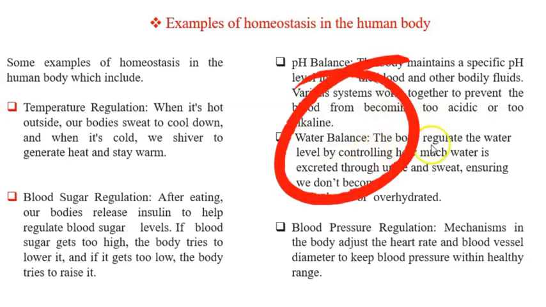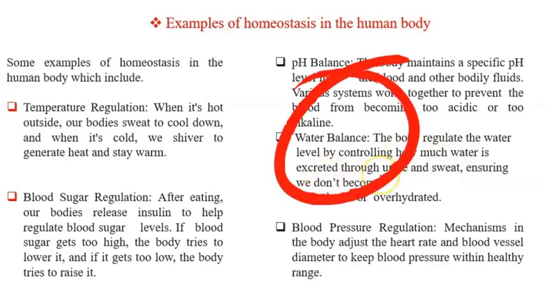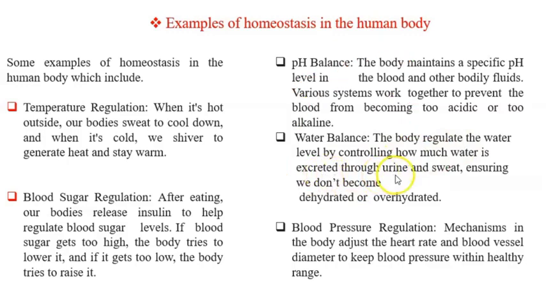Water balance. The body tries to regulate the water balance by controlling how much water is excreted through the urine and sweat, to make sure that we don't get dehydrated or overhydrated. That is when two factors affecting it, osmotic pressure and antidiuretic hormone, come into play. As we continue in this class, you will understand how osmotic pressure and antidiuretic hormone help in regulating water balance in the body.